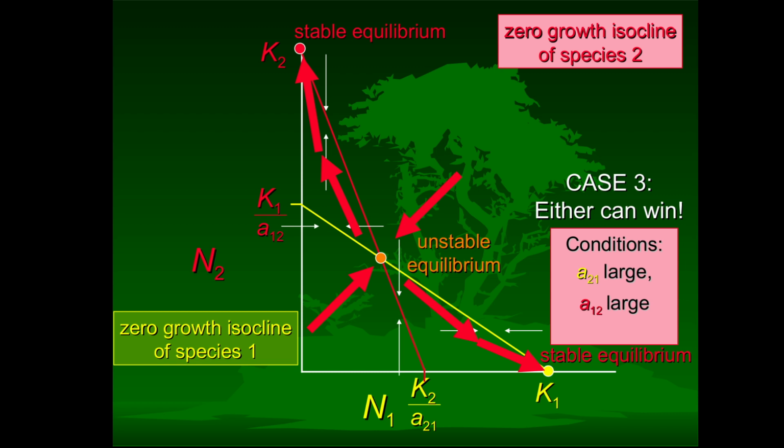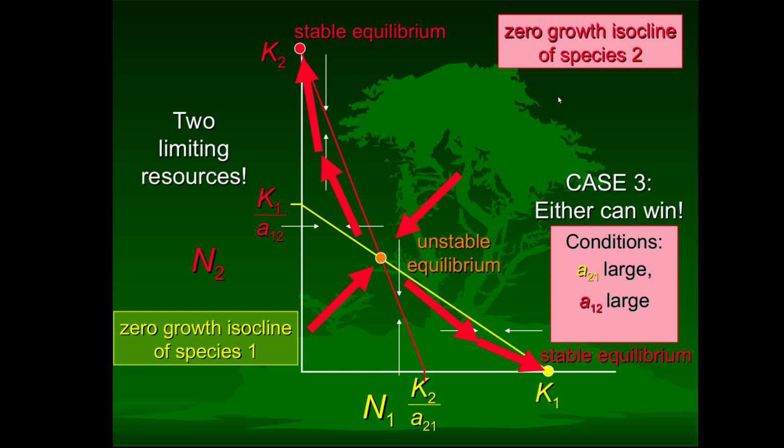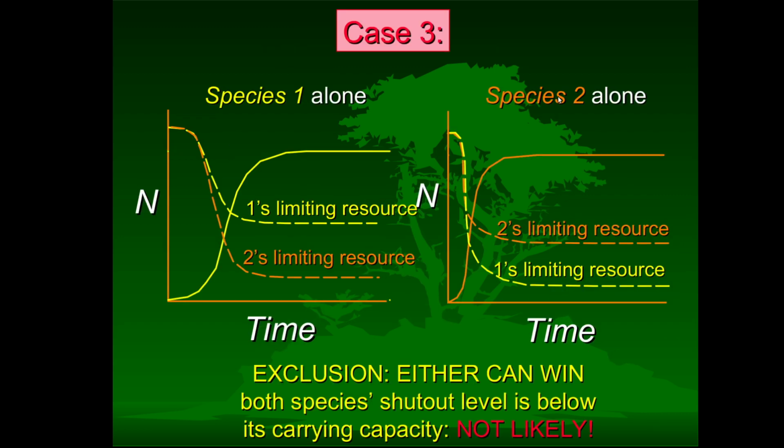All right, so this is case 3 in the Lotka-Volterra model. Two limiting resources. It seems like this situation is probably not likely in nature, because it just seems unlikely in principle that a species would be better adapted to consuming another species' limiting resource than it would be in consuming its own. But it's a theoretical case here. It's just possible theoretically. So this is case 3.